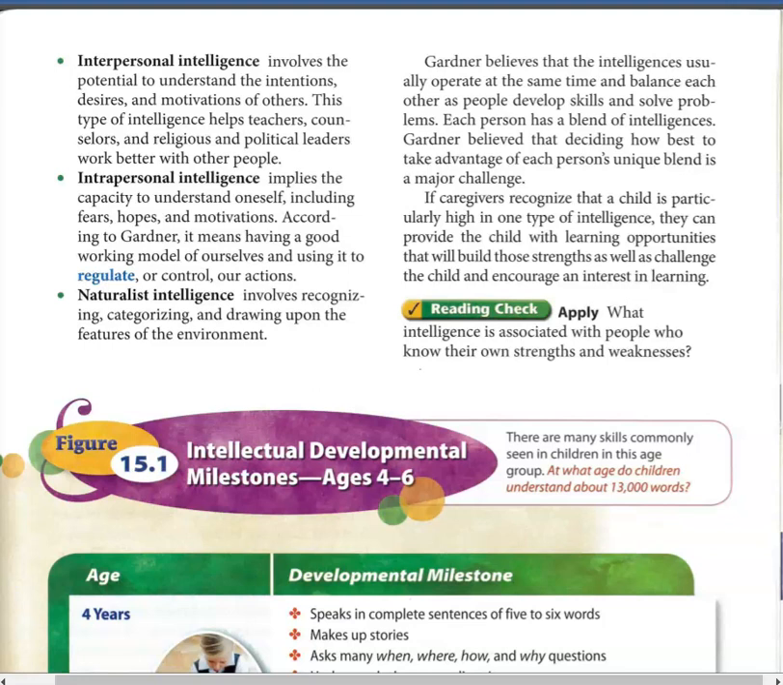The last one is naturalist intelligence, and this is someone that can recognize and draw upon the features of the environment. Okay? So I look at people that are good with this as biologists, right? Wildlife biologists, environmentalists, people that can look at the natural world and see what needs to be done to enhance it or to keep it the way it is.